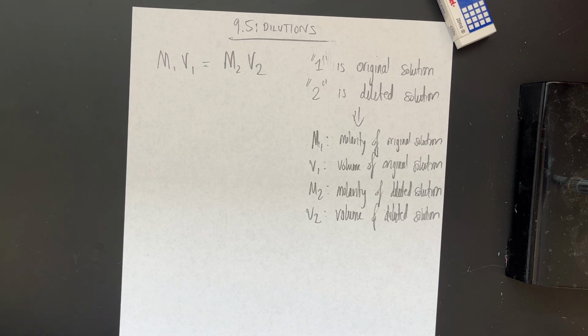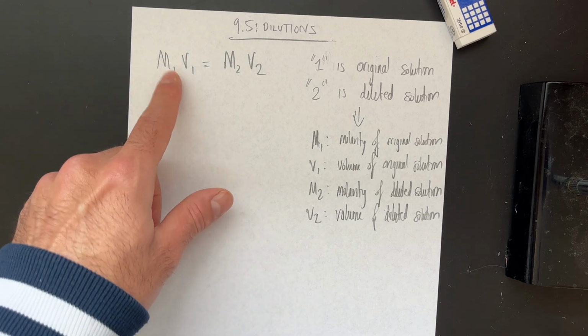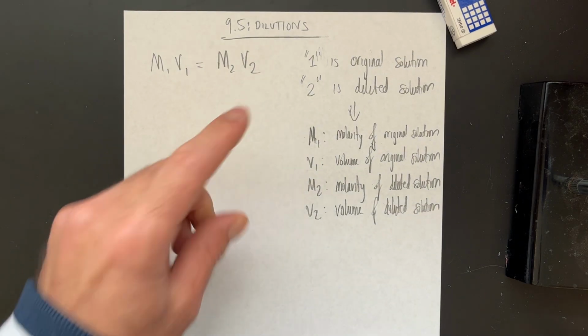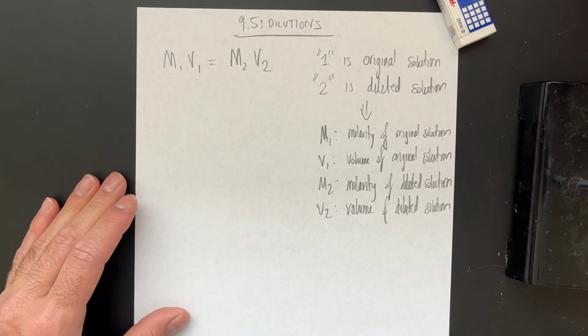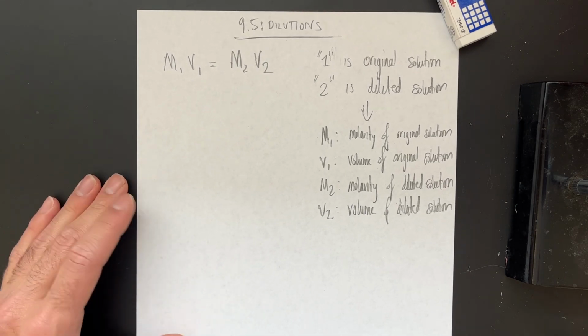The equation for dilutions is similar to the molarity lesson. Quite simple. M1V1 is equal to M2V2, and that's it. That's the equation. That's the only real thing you have to know in this lesson. The rest is just knowing how to solve problems.